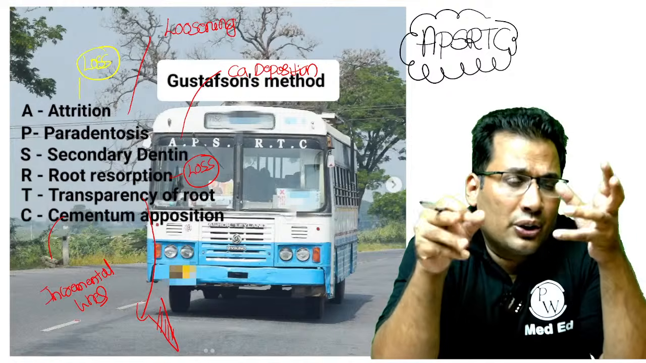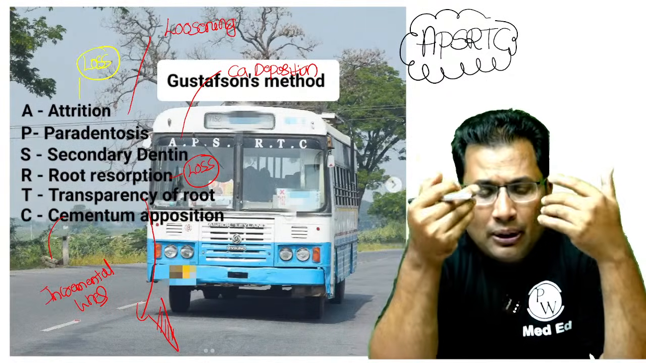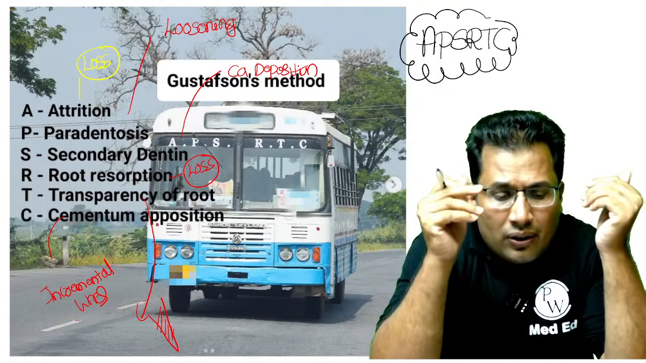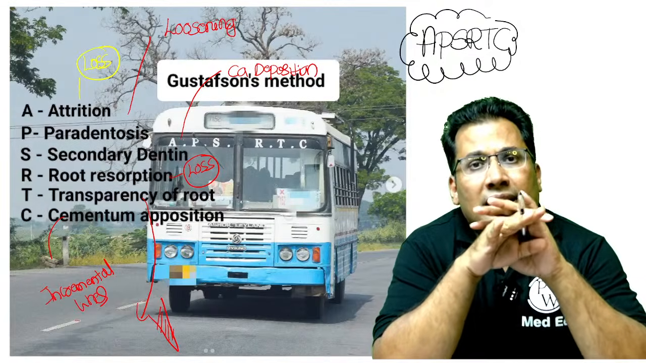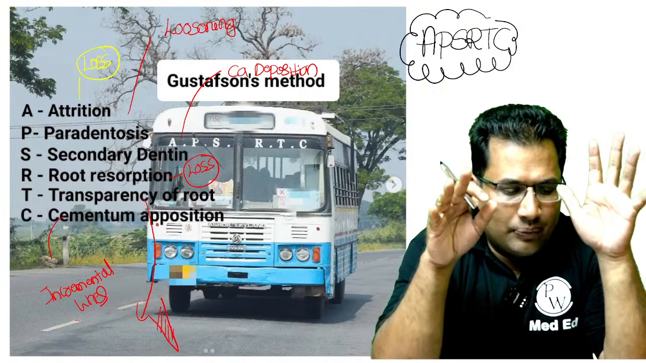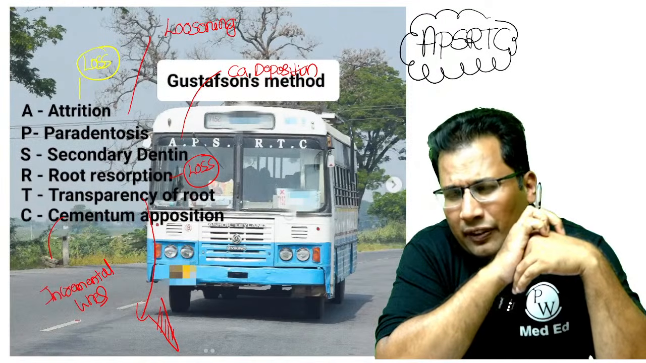Secondary dentin, accumulation of calcium within the root cavity. Root resorption due to osteoclast, there can be loss of the root. Then the transparency of root that increases as it advances. Cementum apposition, that is basically incremental lines. So this completes your Gustafson method, very commonly asked 5 marks question.